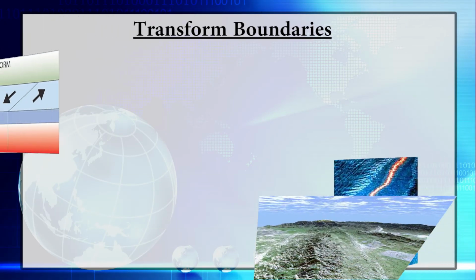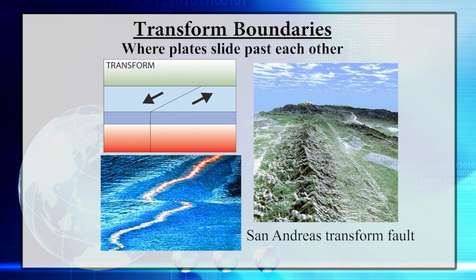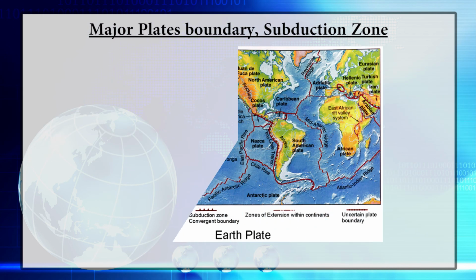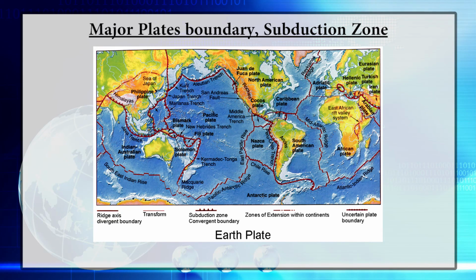formed in this manner. And the third type of plate boundary is the transform boundary, where the plates slide past each other, and this results in faulting, and the San Andreas fault is the perfect example of that. And here a map shows the major plate boundaries and subductions of the world: ridge axis, divergent boundary, transform fault, subduction zone along the convergent boundary, etc. You can see the detail in this map.